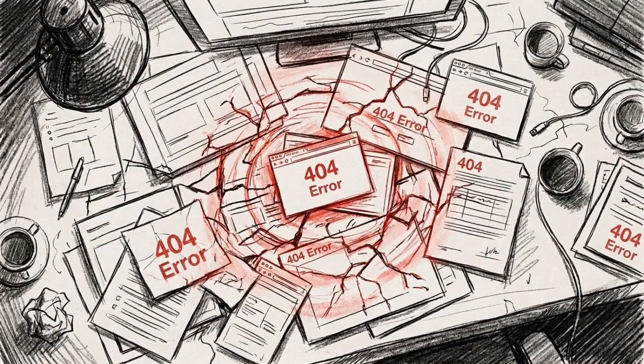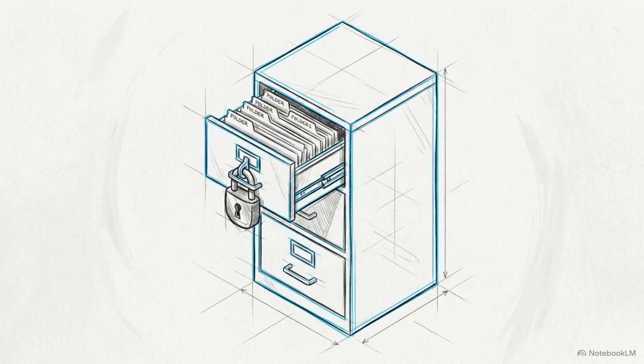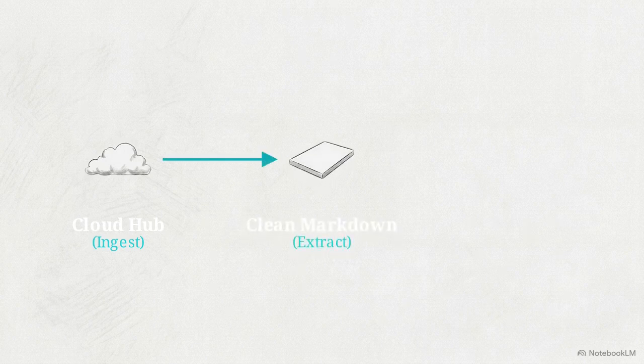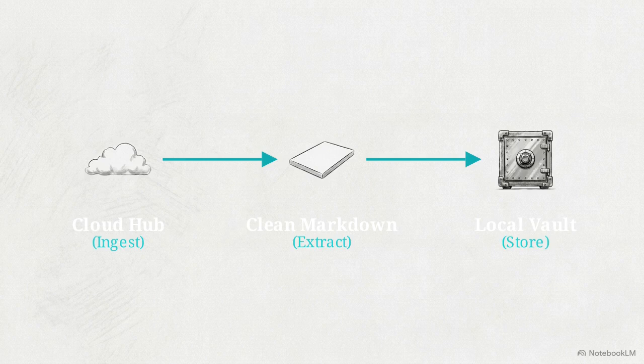Look at the system you've constructed. The disorganized storm of floating PDFs and lost links has been replaced by a quiet, structured, and entirely private database. This diagram illustrates the complete workflow. You ingest raw research into a cloud hub to process it, extract it as clean Markdown, and then store and connect it inside your local vault.